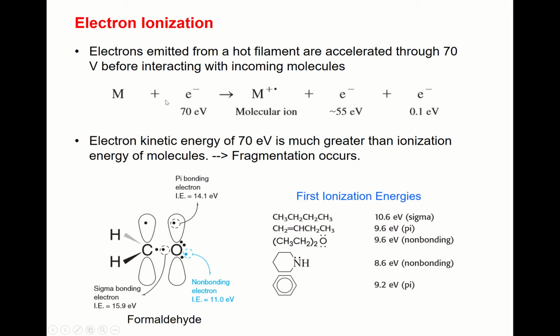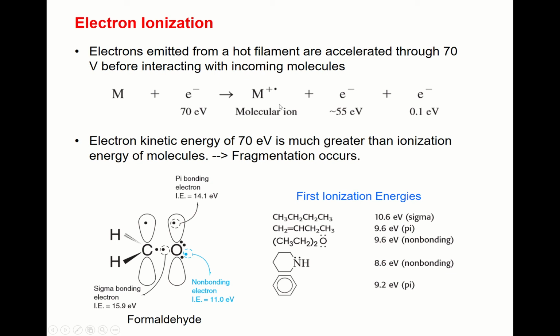Okay, so this is the molecule. Now it enters the mass spectrometer, and then electrons are produced from a hot filament, and then the molecules and electrons collide. But now electrons are accelerated by a 70 volt potential difference. So electrons gain energy of 70 electron volts. Okay, and then this amount of energy is enough to ionize these molecules.